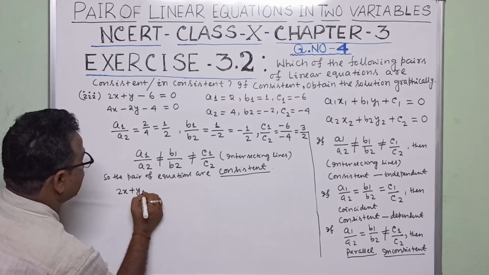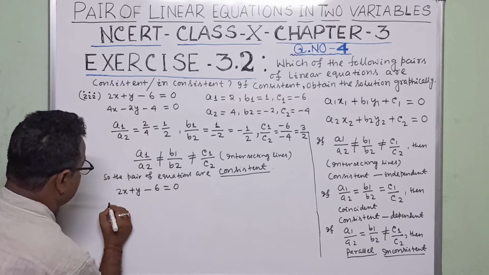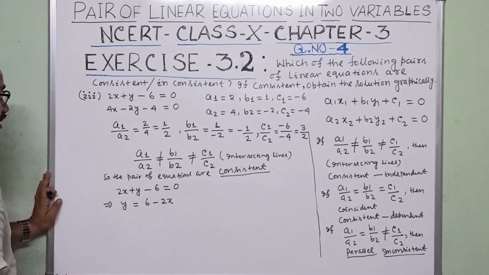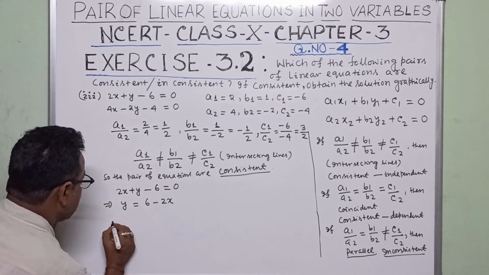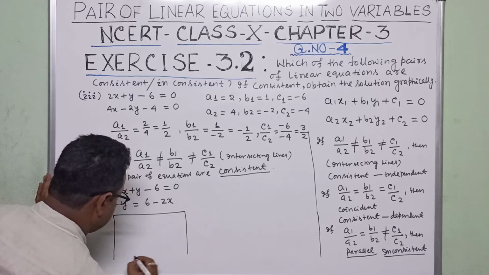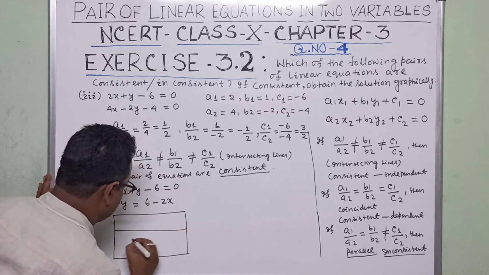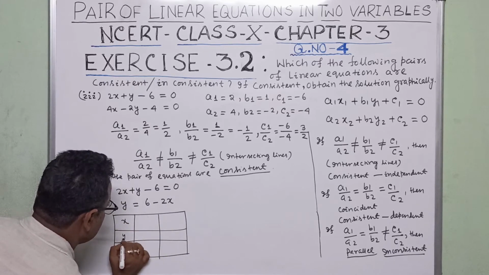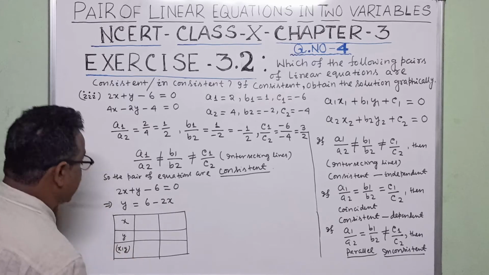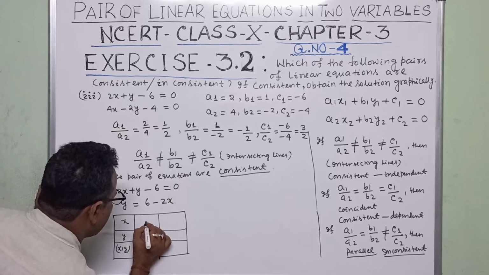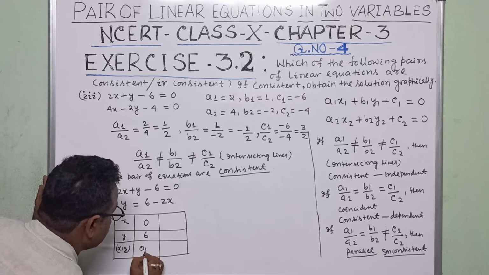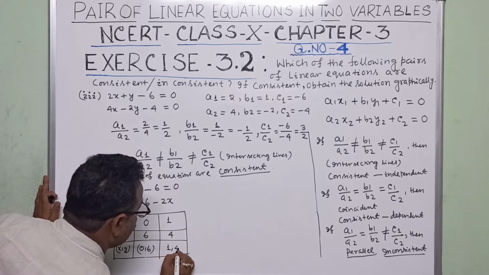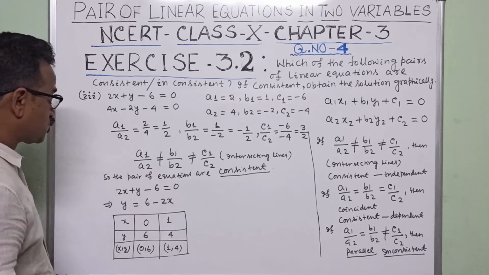2x plus y minus 6 is equal to 0. That implies y is equal to 6 minus 2x. Now we will take values of x and y, minimum 2 points. So x, y: 0, 6. Now 1, 4. For x is 2, 6 minus 2 times 2 is 2.